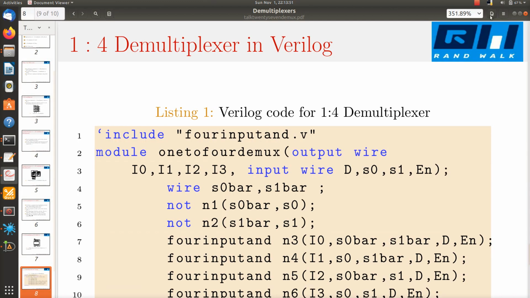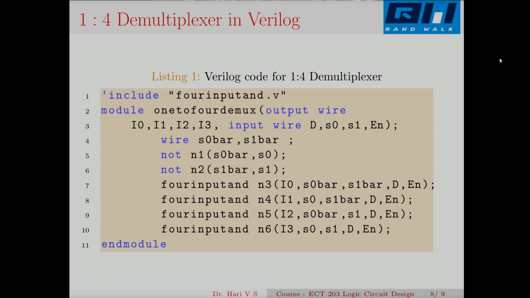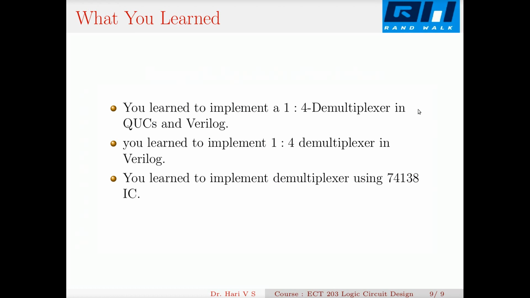Now let me go back to my presentation. This is a summary of what you learned. You learned to implement a 1 to 4 demux in QUCS and Verilog. Then you understood the wiring diagram of a 1 to 4 demultiplexer with gates, and you learned to implement a demultiplexer using the 74138 IC.